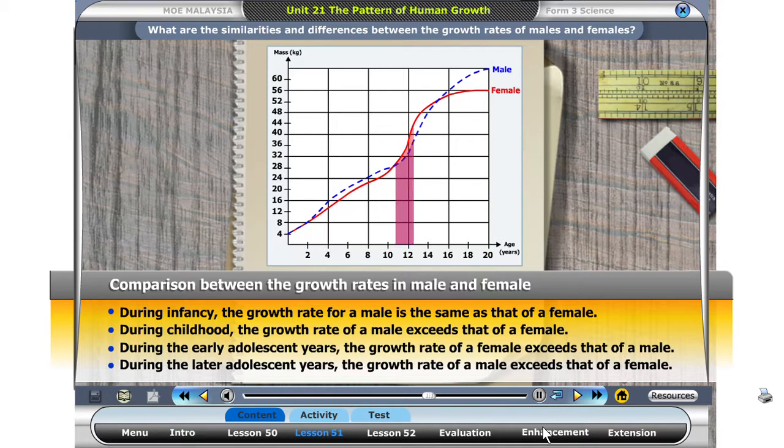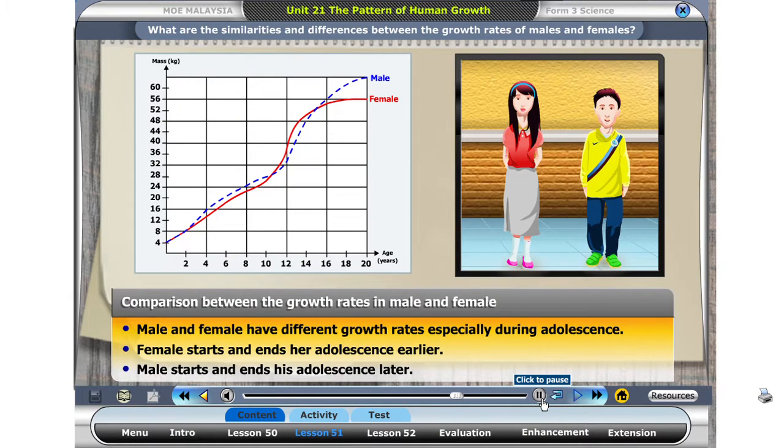However, between the ages of 11 to 15, the growth rate of a female exceeds that of a male. Later, in the adolescent years, the growth rate of a male again exceeds that of a female. Male and female have different growth rates, especially during adolescence.